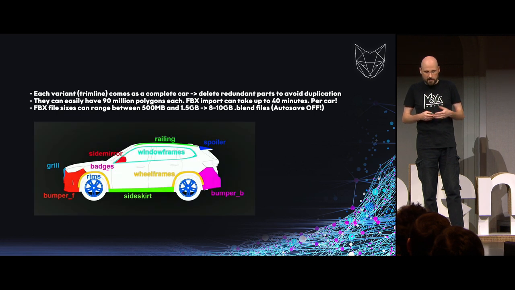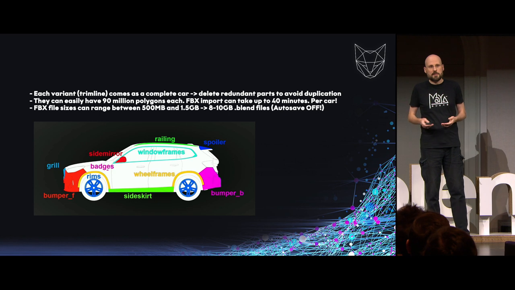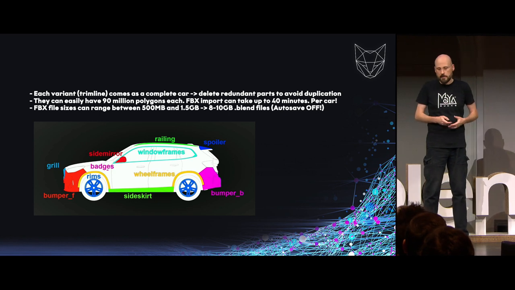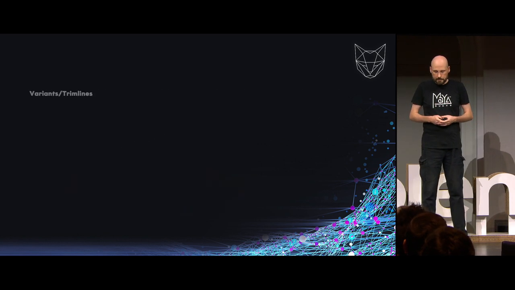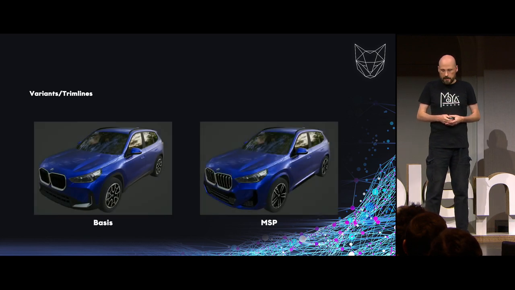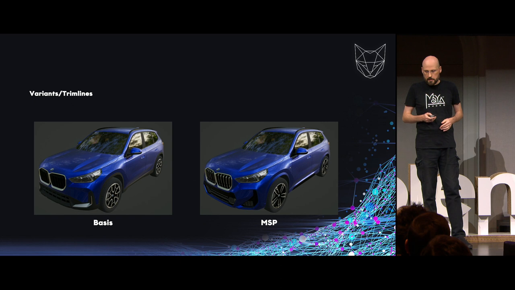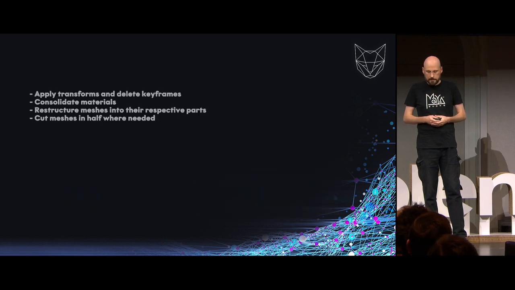And just to illustrate, these are the trim line relevant parts. So everything in white is standard in every car. Everything that's colored here can vary. And then the customer can decide what kind of car they want to have. And just a quick example, here we have the base model and the sports model, and there are many more, but I've reduced it to two for this talk.